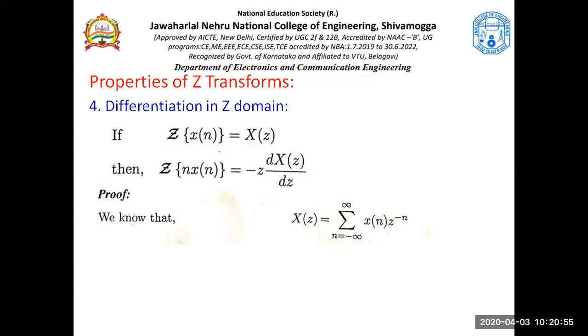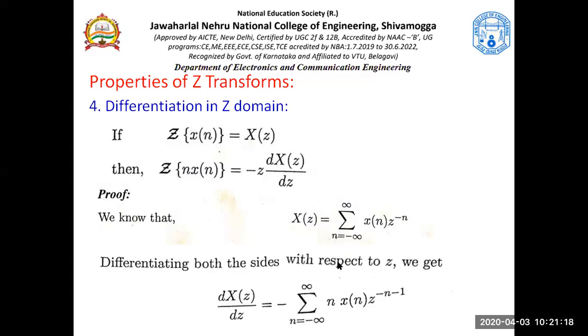Why do we need to differentiate with respect to z? Because the differentiation is in z domain, and that too with respect to z. That's why we need to differentiate this with respect to z. So when we are doing that, you need to do the same on the other side also. So it's differentiating the whole equation with respect to z. Let's see how it is going to get.